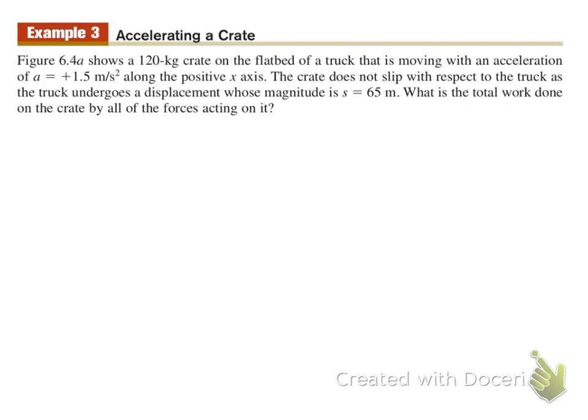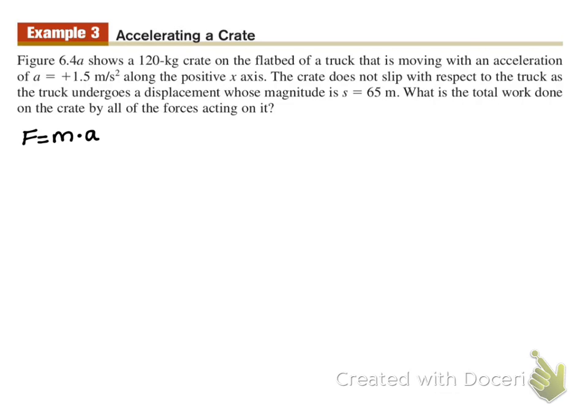Example number 3, accelerating a crate. So it says, figure 6.4a shows a 120 kilogram crate on the flatbed of a truck that is moving with an acceleration of a equals positive 1.5 meters per second squared along the positive x-axis. The crate does not slip with respect to the truck as the truck undergoes a displacement whose magnitude is s equals 65 meters. What is the total work done on the crate by all the forces acting on it?